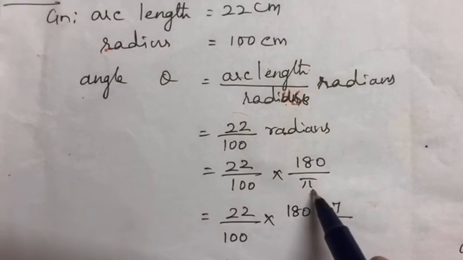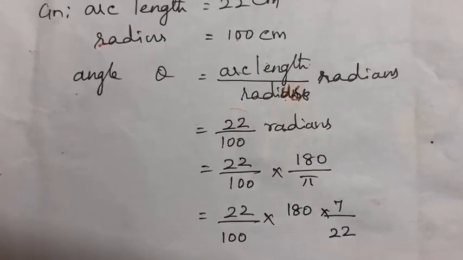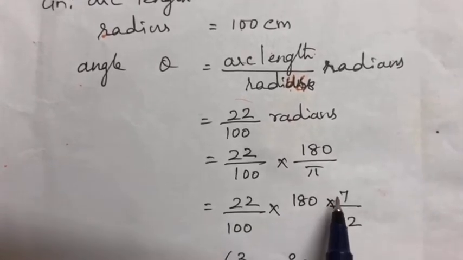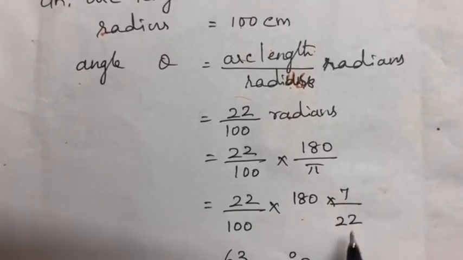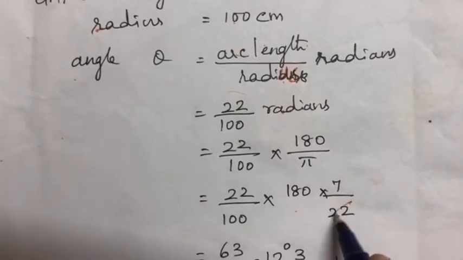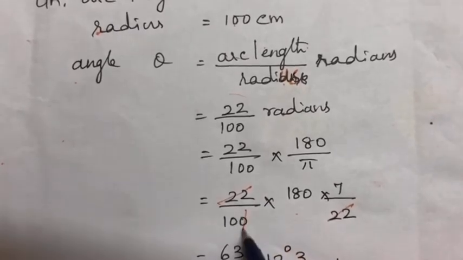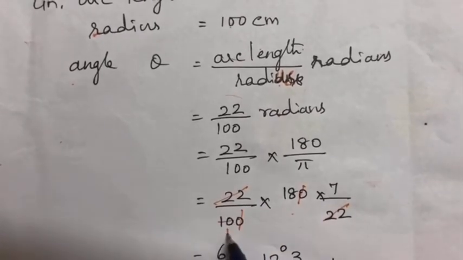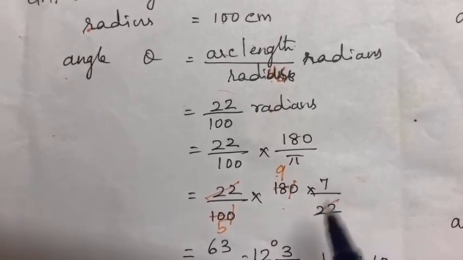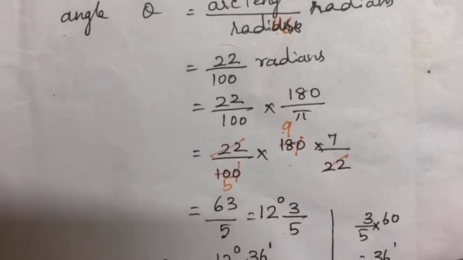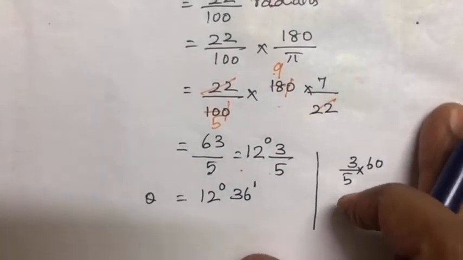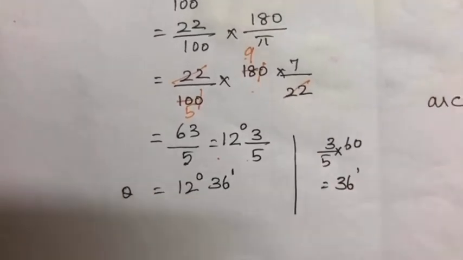In the denominator pi is there and the value of pi is 22 by 7. So as it is in the denominator, we have to multiply it with its reciprocal, 7 by 22. So we can do all kinds of simplifications, and 5 times 9. So 9 sevens are 63, 63 divided by 5. That is equal to 12 degree into 3 by 5.